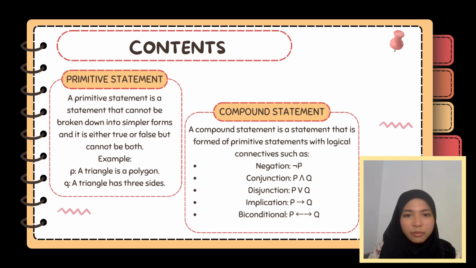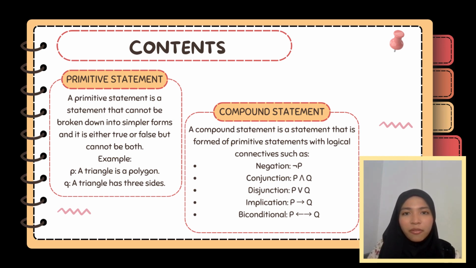Next, we will move on to the compound statement. A compound statement is a statement that is formed of primitive statements with a logical connective, such as negation. For example, a triangle is not a polygon. Next, conjunction. For example, a triangle is a polygon and has three sides. Next, disjunction. For example, a triangle is a polygon or has three sides.